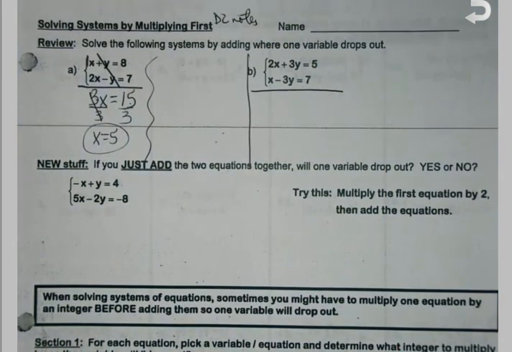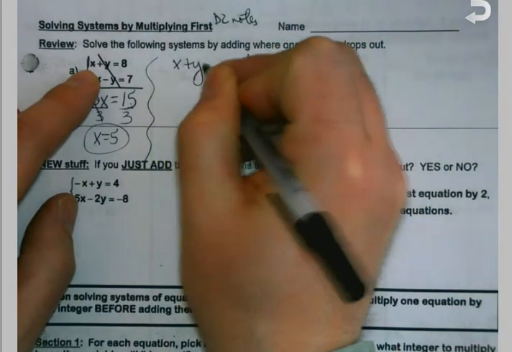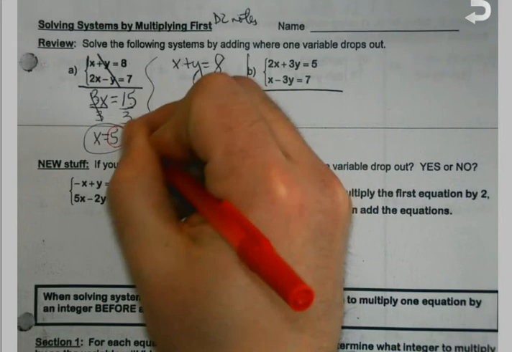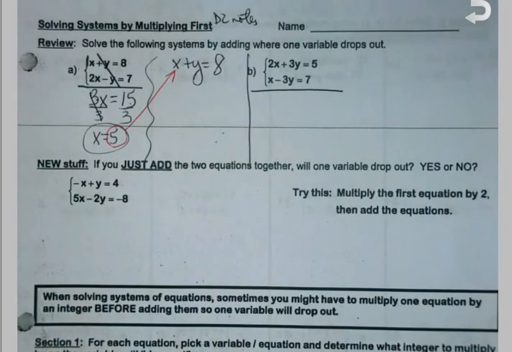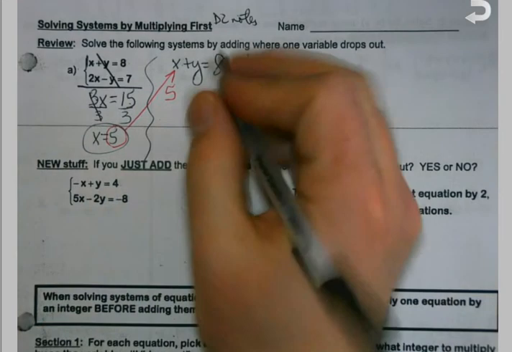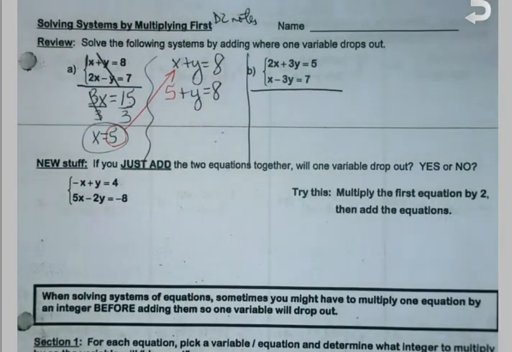And like we've been doing before, I'm just going to keep using the top one every time. If you want to use a different one, you can. So my top equation is x plus y equals 8, but I know what x is. It's 5. So I'm going to plug that in, leaving me with just the y that I need to figure out what it is.